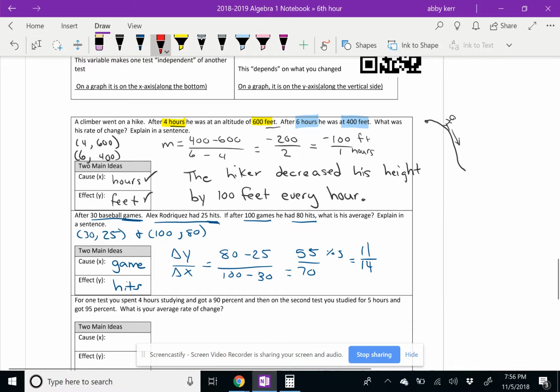Now, one big mistake, students try to put games over hits because that's what they see here. But remember, it's hits because that's your y value over games, which is your x value. So you can say on average, A-Rod, because that's his nickname in baseball, had 11 hits for every 14 games.